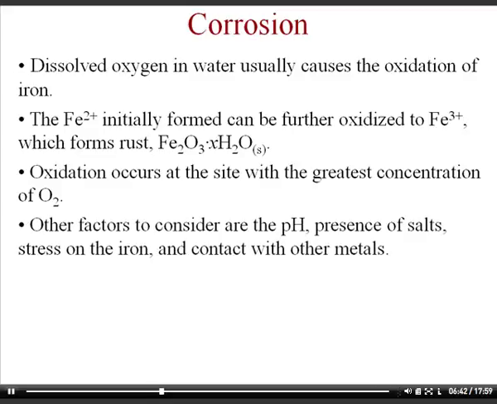Now, there's other factors that will speed up the rate at which iron rusts. pH will change the rate at which it rusts. The presence of salts, like if you're in a seaside location like in Florida, your car is going to rust a lot faster because of the salt in the air. Stresses on iron, like on a bridge, when it's under stress, it can cause rusting to occur faster. And if it's in contact with other metals, you might get rusting of the metal a little quicker than normal.